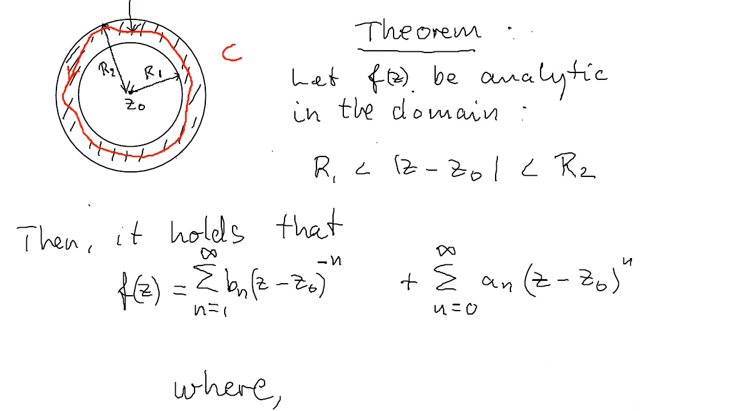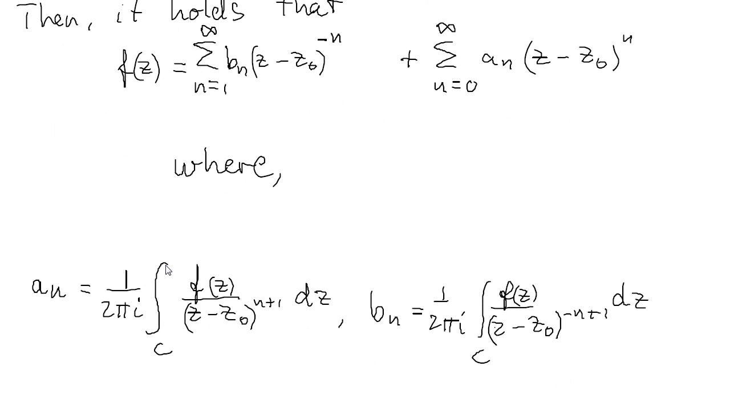And these integrals are given as follows. It's the integral of the function f of z, which is analytic in the ring region, over z minus z0 to the power of n plus 1. So this is the an coefficient, and the bn coefficient is equal to 1 over 2 pi i times the integral over C of the function f of z over z minus z0 to the power of minus n plus 1.